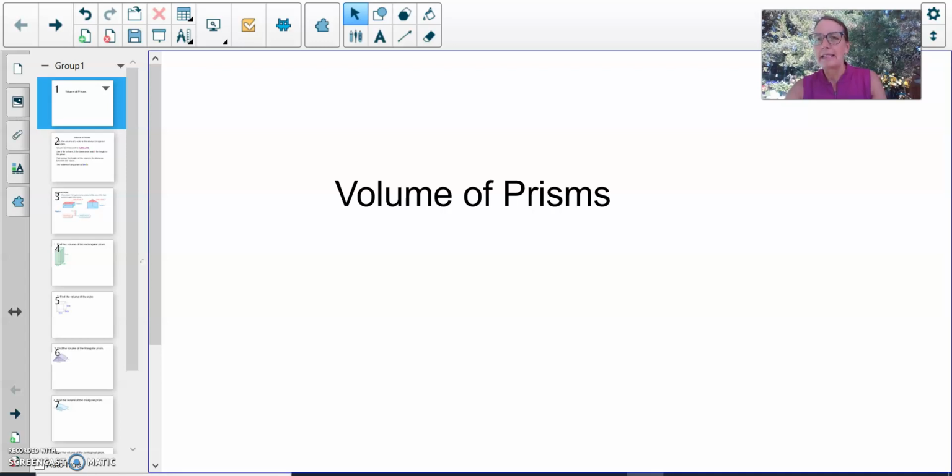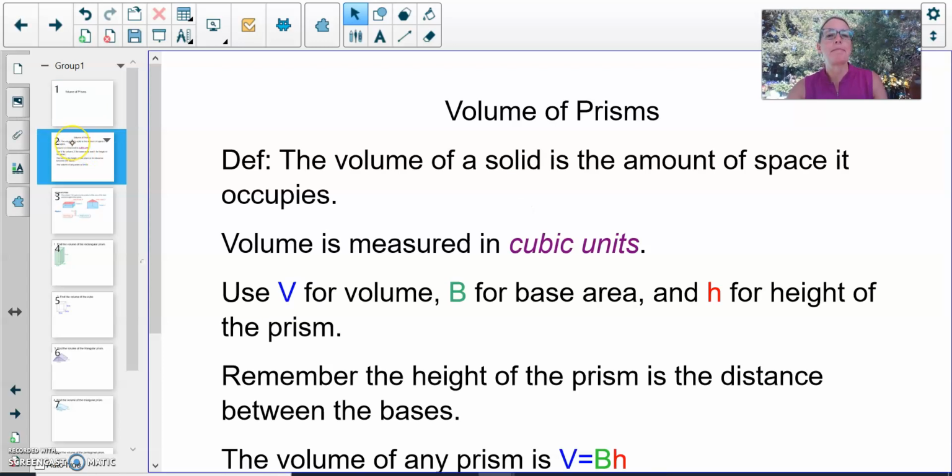Hi everyone, in this video we're going to look at finding the volume of a prism. So the volume of a solid is the amount of space that it occupies. Volume is measured in cubic units because you're really counting how many cubes would fit inside the shape. We use a capital V for volume, a capital B for the base area, and H for the height of the prism. Remember, the height of the prism is the distance between the two bases.